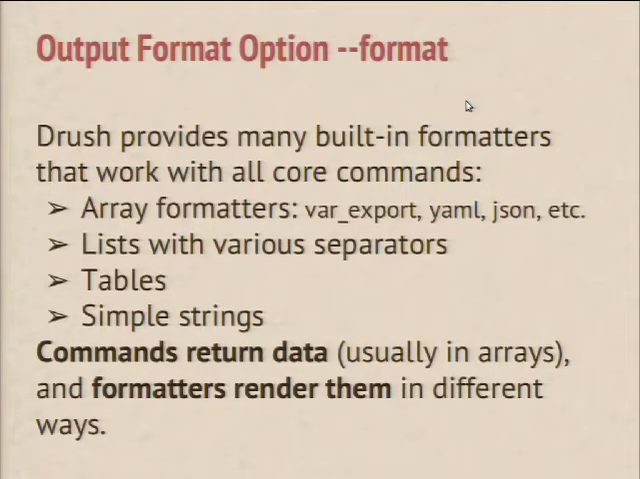So in the old days, when you were using a Drush command and you used dash dash pipe to get machine parsable output, you only had one choice. And different commands would make a different choice about what output format to use. But now you can specify dash dash format and see your output all sorts of different ways. There are also lists with various separators, so it's really easy to make a comma separated list or a space separated list, and tables, as we saw with the Drushify command, can be easily formatted from a relatively complex two-dimensional array, convenient for machines, into something that's readable for humans. So commands return data, and formatters render them.